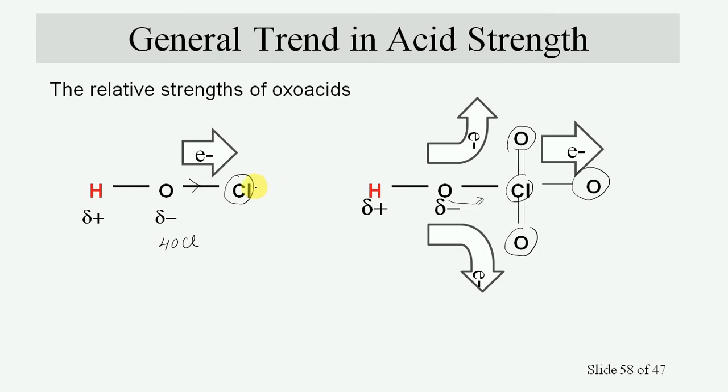So due to the electron withdrawing factor that is maximum in this case and minimum in this case, the electron density on oxygen is minimum in this case and maximum in this case. If the electron density is minimum on this oxygen, then the release of the proton is easy in these acids, and it is not easy in this case. So this one is the strongest acid and this one is the weakest acid.